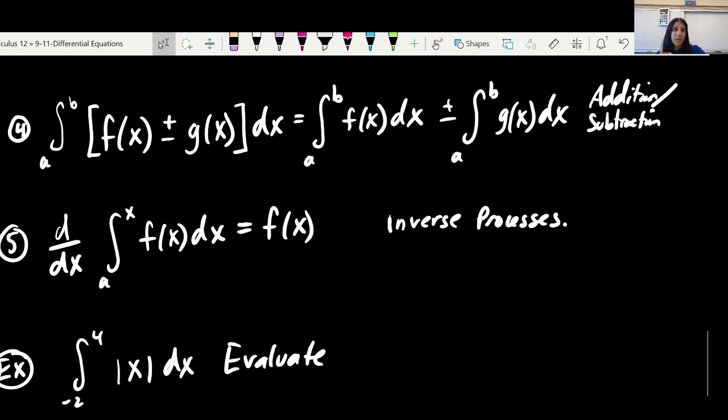And number 4, we practiced a lot as well. If we're looking for the integral from a to b of f of x plus or minus g of x, we can just separate them and do them separately. You can do the integral of just the f of x part first, and the integral of just the g of x part separately, and then add or subtract those together afterwards, and it ends up giving you the same thing.